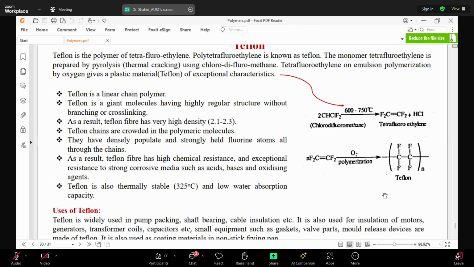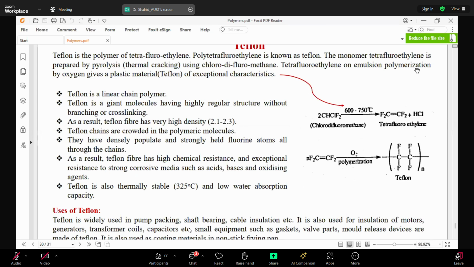Cracking of a compound, cracking means breaking, in the absence of air at high temperature. This is called pyrolysis or thermal cracking. If we use air, then thermal cracking or pyrolysis will not occur. So if you want the pyrolysis process to occur, the system must be free of air. This reaction is carried out in the absence of air at a high temperature, 600 to 750 degrees centigrade. Understand? Yes, sir. Okay.